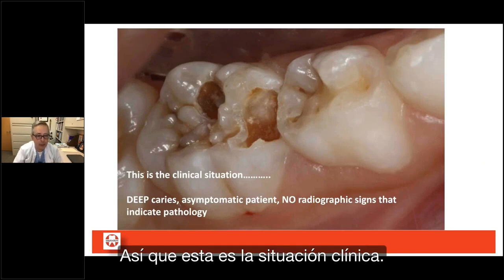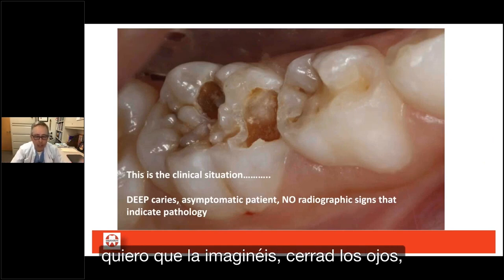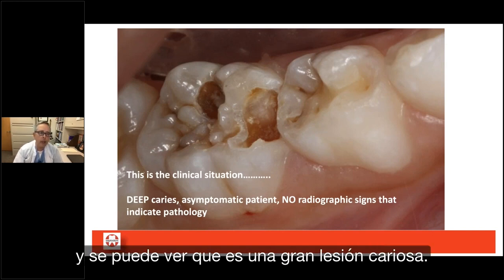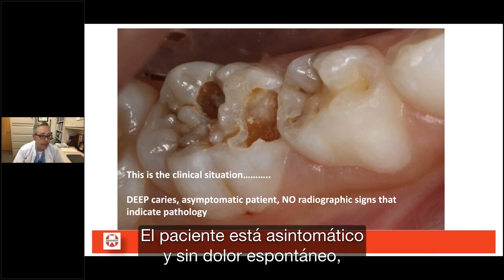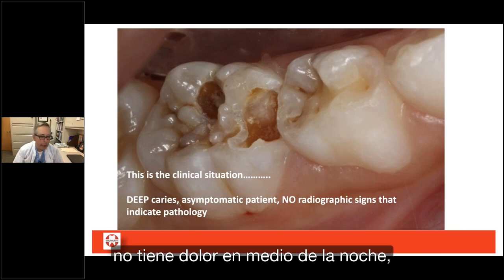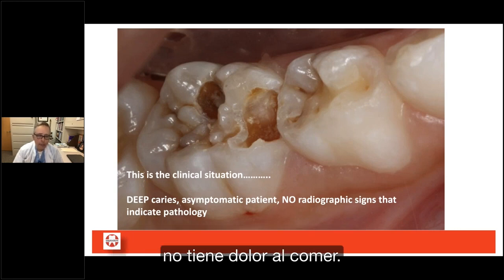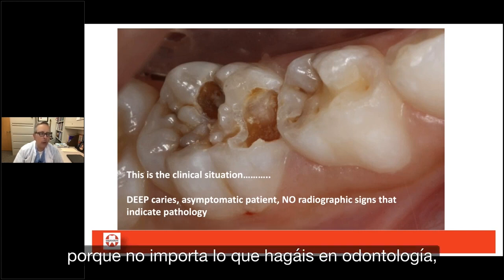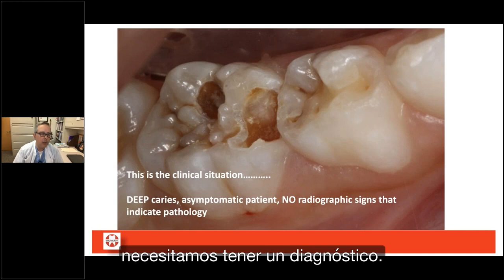So this is the clinical situation. I want you to close your eyes and imagine that you are in the office and you have this patient, and you can see that it's a large caries lesion. The patient is asymptomatic, with no spontaneous pain, no pain in the middle of the night, no pain eating. And then you take a radiograph, and you don't see any radiographic signs or changes that indicate any pathology, because no matter what you do in dentistry, we need to have a diagnosis.